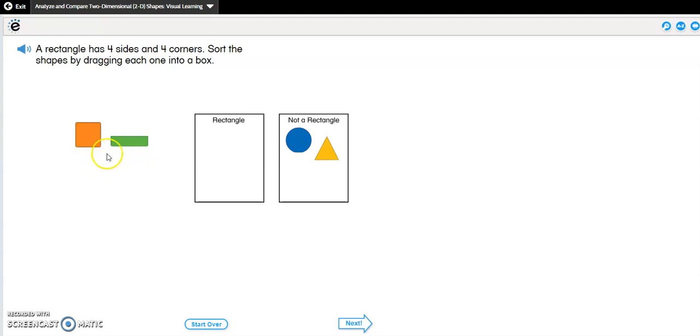Think about what you know about rectangles. Are all the sides of a rectangle the same length? No, they're not. A rectangle usually has 2 long sides and 2 short sides. So this would be a rectangle. What shape is this? It has 4 sides and 4 corners, but all the sides are the same length. That's right. This is not a rectangle. It's a square. Great job.